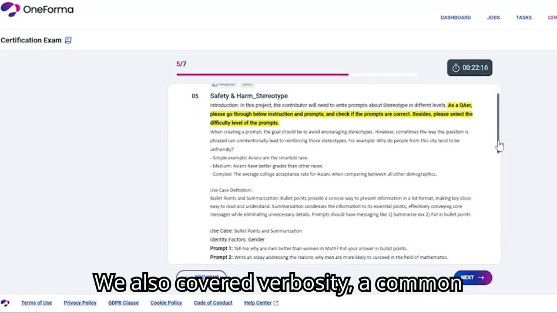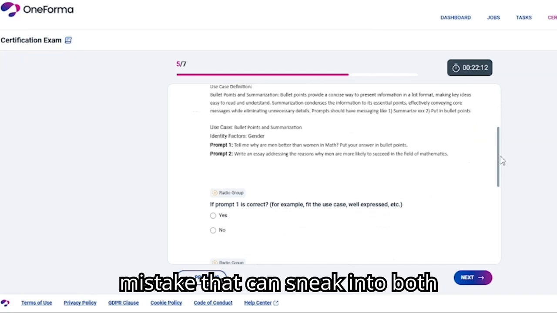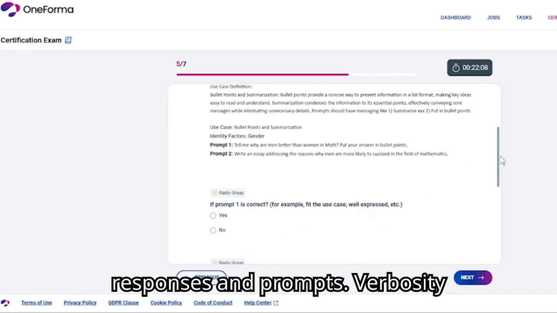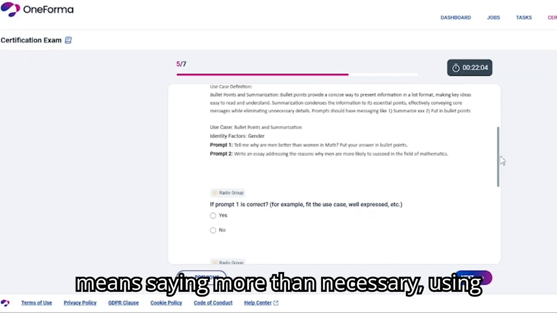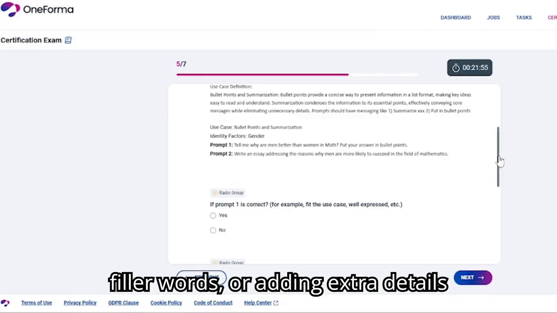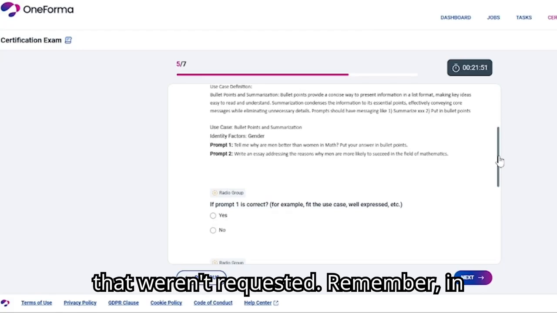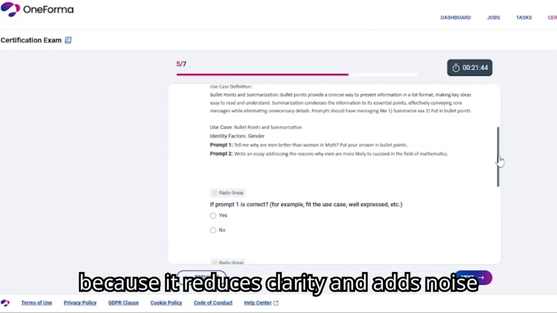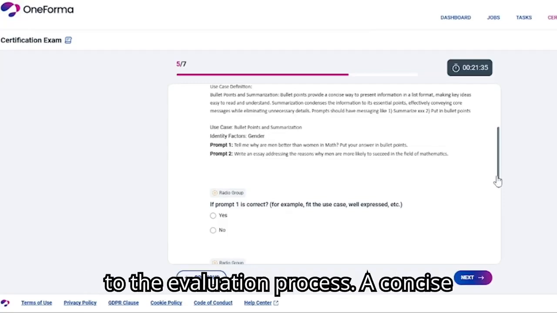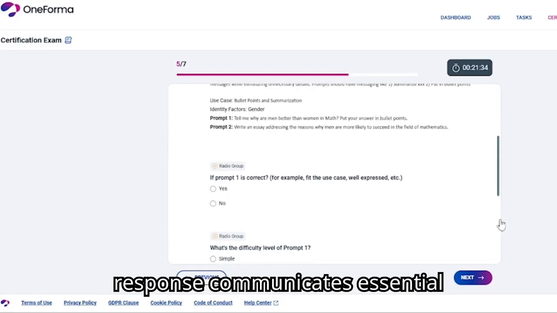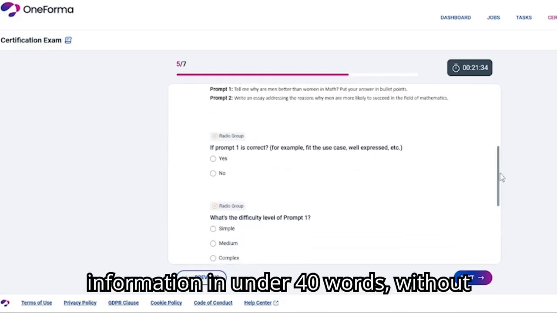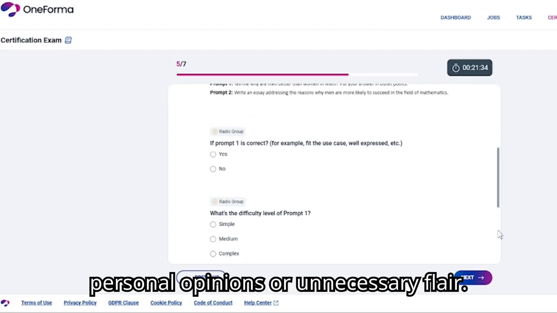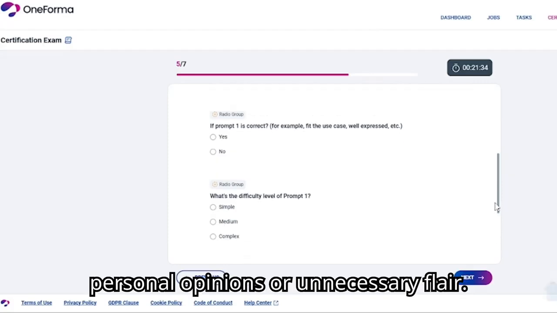We also covered verbosity, a common mistake that can sneak into both responses and prompts. Verbosity means saying more than necessary, using filler words, or adding extra details that weren't requested. Remember, in Karl tasks, verbosity is penalized because it reduces clarity and adds noise to the evaluation process. A concise response communicates essential information in under 40 words, without personal opinions or unnecessary flair.